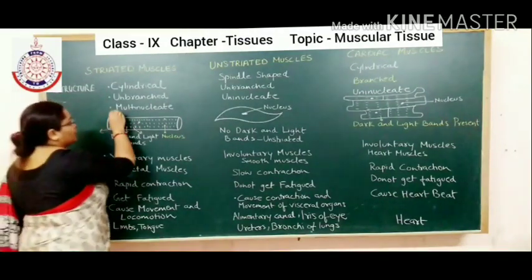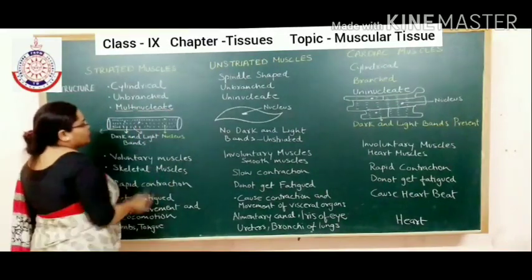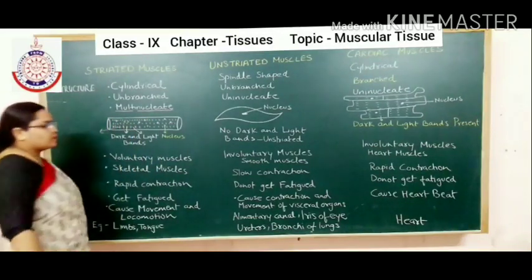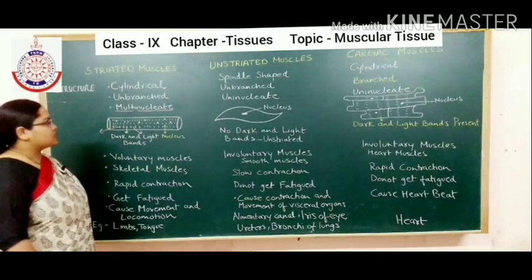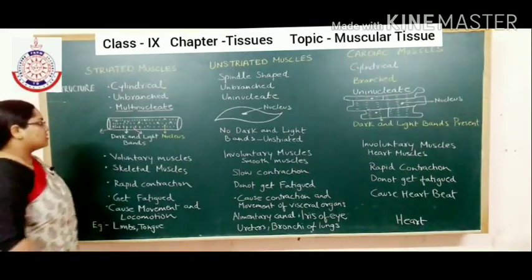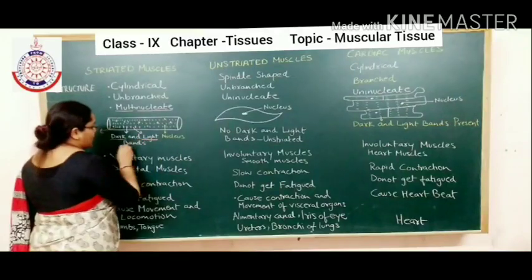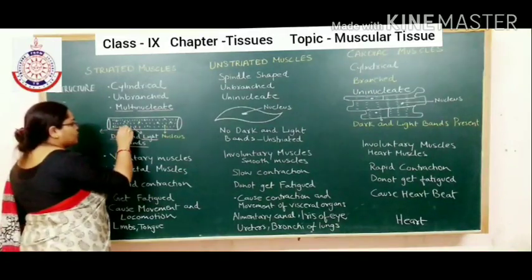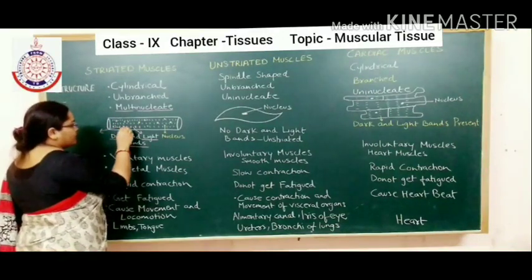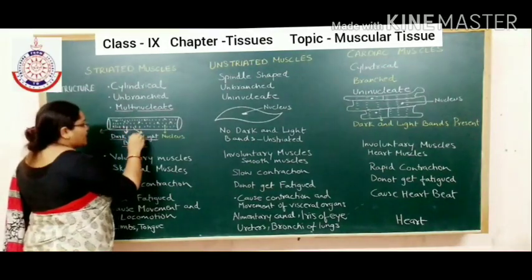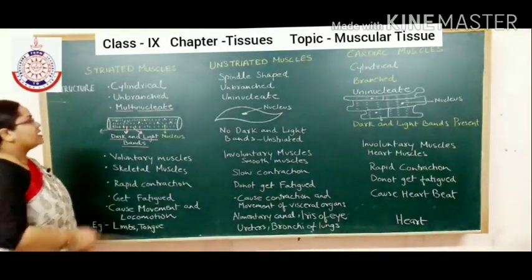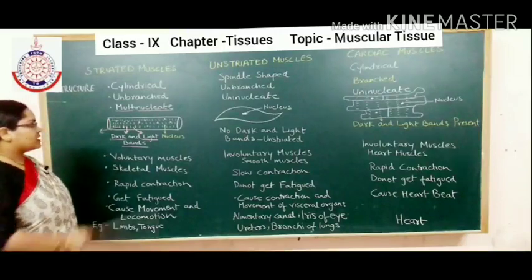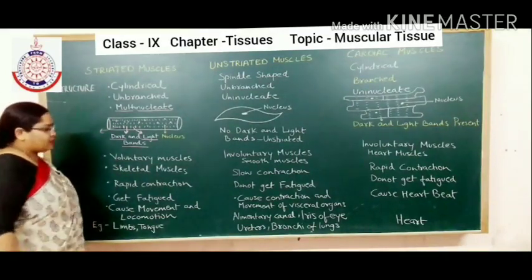What do you mean by multinucleate? Multi means many, nucleate means nucleus. It means many nuclei are present inside the striated muscles. When we stain the striated muscles with the help of a stain, we observe alternate dark and light bands. You can see these lines are known as the dark band, and one dark band alternates with the light band. That's why they are known as striated muscles, because they have the presence of dark and light bands.